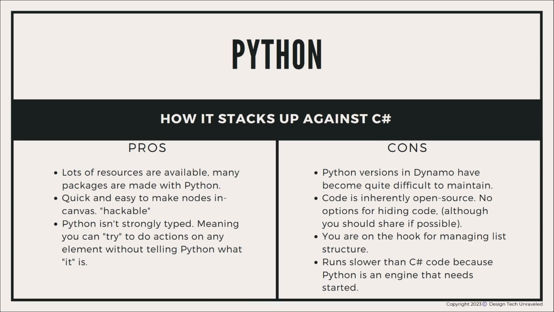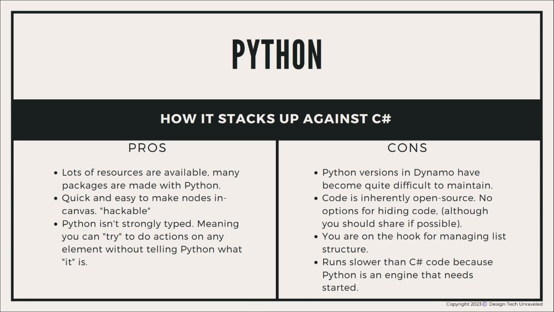That's my preference, but that's one of the things to consider as well. You are able to make the nodes very quickly in the canvas, and they're very hackable. You double-click a Python node, type in some code or paste some code and see what happens. Pretty cool in that way that you can just hack at it. It's very Dynamo-y, if you will, to be able to make nodes that way. One pro is Python isn't strongly typed. What happens with strongly typed languages is you have to tell the software what you're working with.